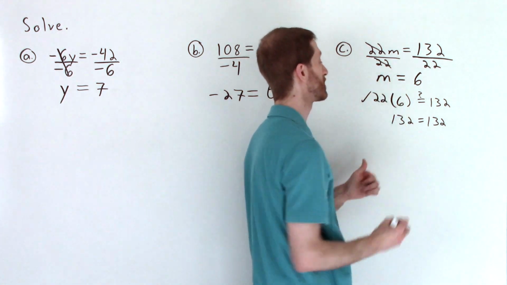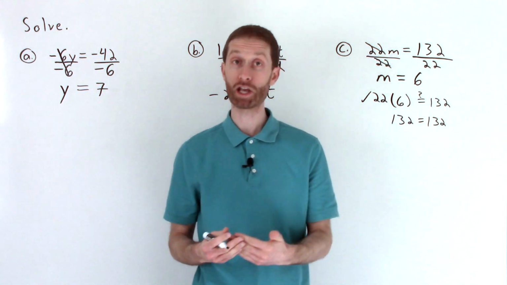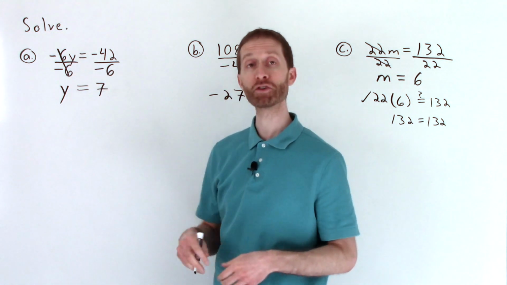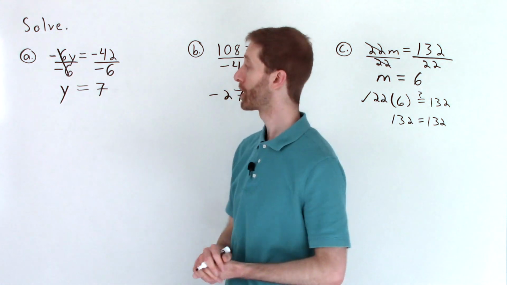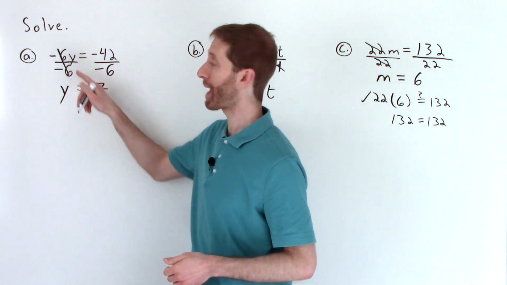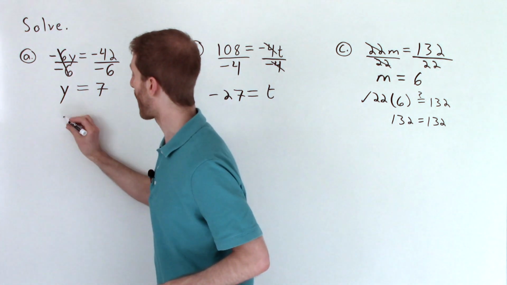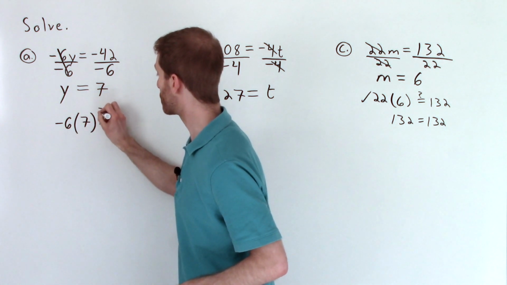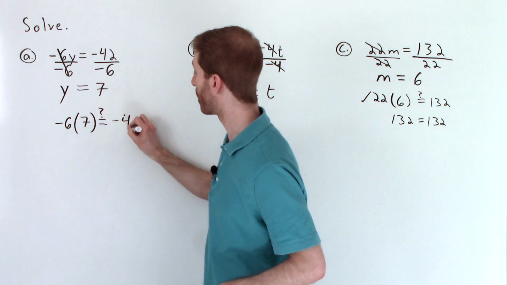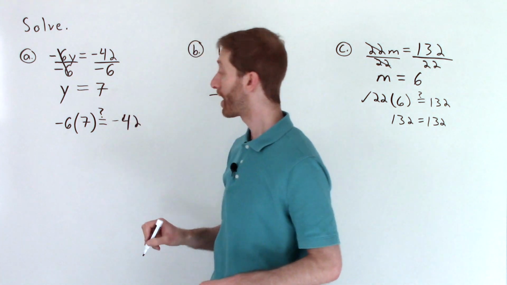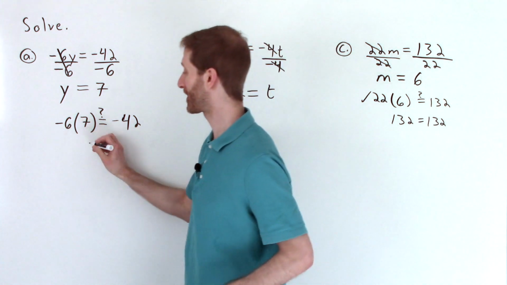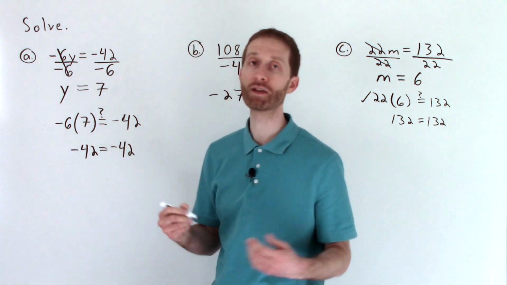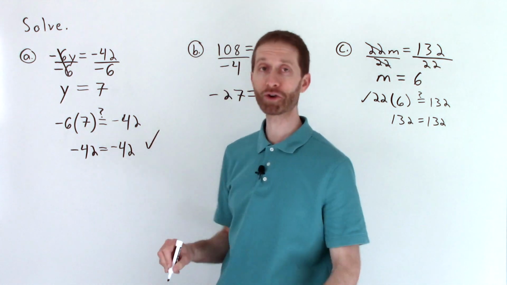And I'll put a little check mark just to show you that that's not part of the solution, but part of checking the solution. And we'll go back to letter A. We had negative 6 times some value y equals negative 42. To check our answer, we evaluate 7 back in for y. So we've got negative 6 times that value of 7. And the question that we're asking ourselves is, is it equal to that negative 42? And the answer is, it is. Negative 6 times 7 is negative 42. And that is equivalent to negative 42. So we know we are correct.